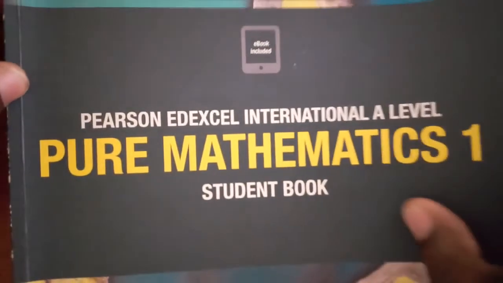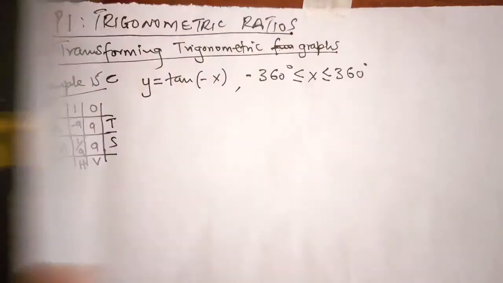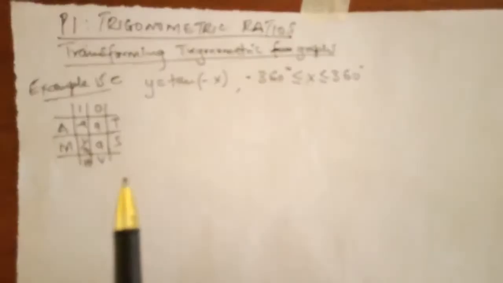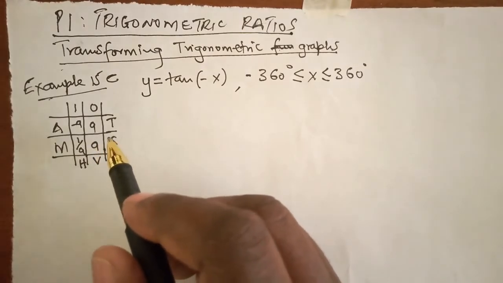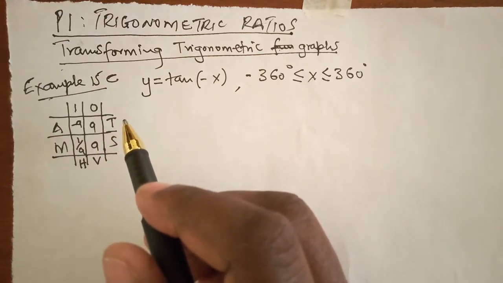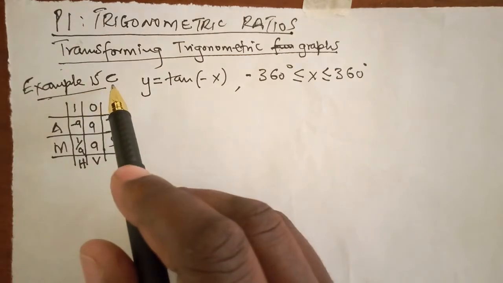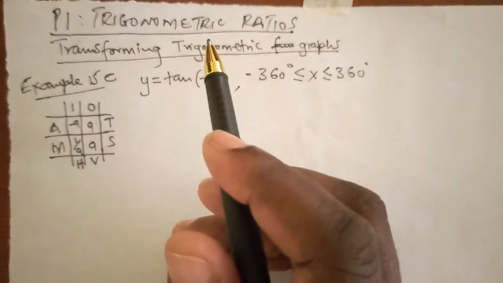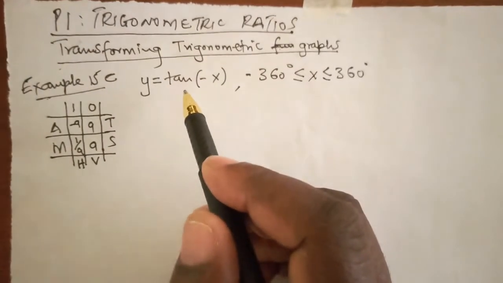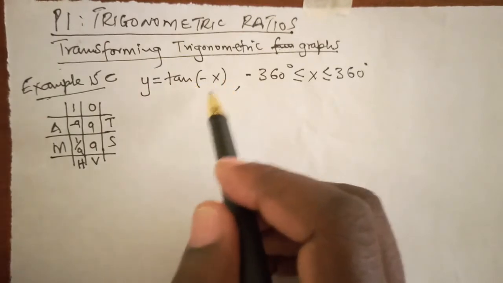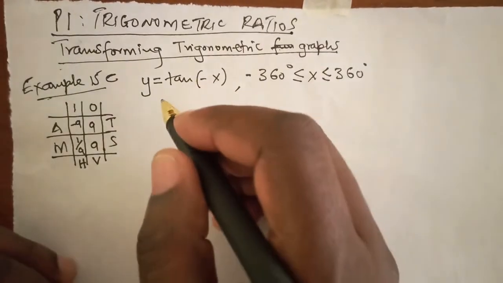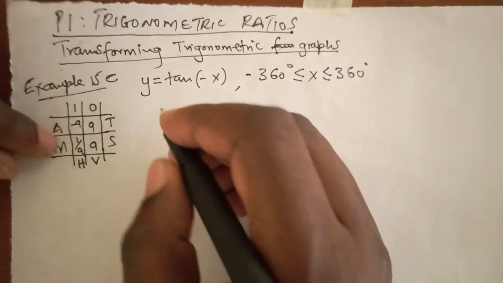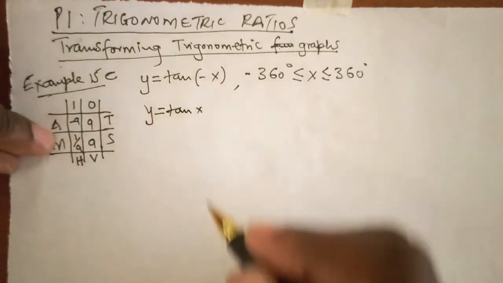Trigonometric Ratios. And for some time now, we have been looking at transforming trigonometric graphs. And we have heavily borrowed from the knowledge of MAYO, which is our magic square of transformation. In this particular part of the question, example 15, part C, we are expected to sketch the graph of y equals tangent of (negative x). Of course, the parent graph that we are supposed to consider here is y equals tangent of x.